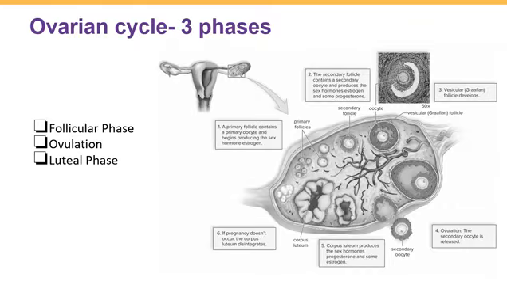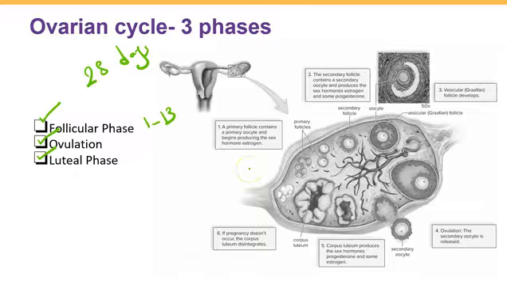So the ovarian cycle describes the changes that happen in the ovaries each month, from one menstruation to the next. The cycle is about 28 days on average, and it includes three main phases. It begins with the follicular phase. In the middle of the ovarian cycle, we have ovulation. And then the last phase is the luteal phase. The follicular phase is from day 1 to day 13.